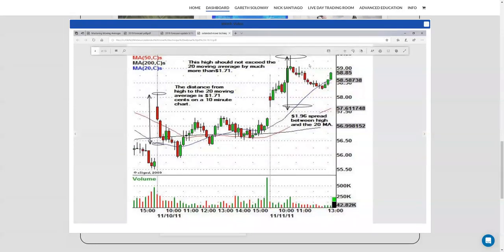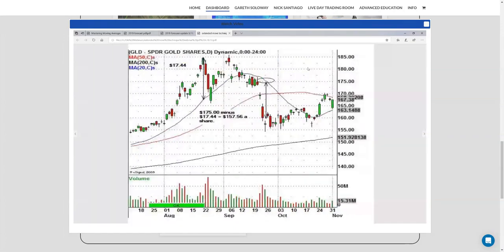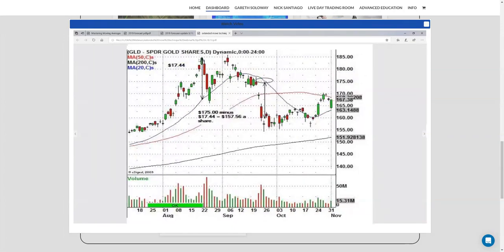Excellent. All right, let's go to the next one. Here's a chart of GLD. $17.44 point move from the 20 MA. And then look what it did here on the flip side. Same exact thing, and GLD found the bottom and then started to rally up.